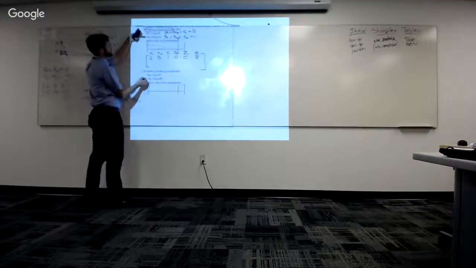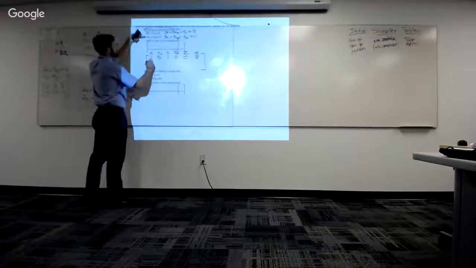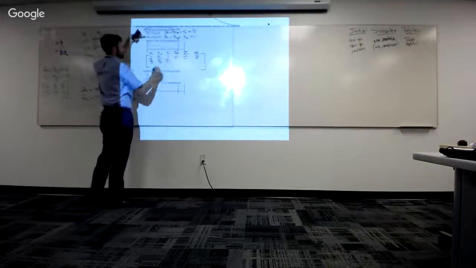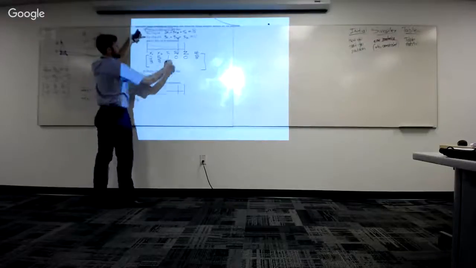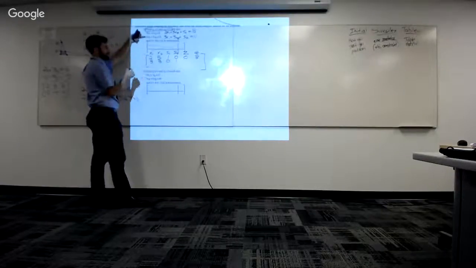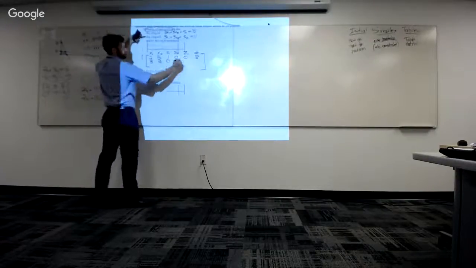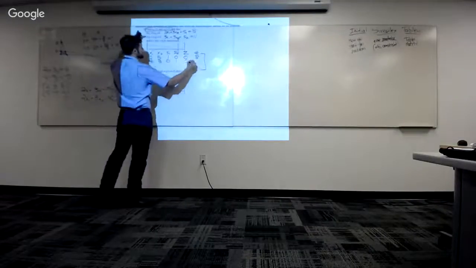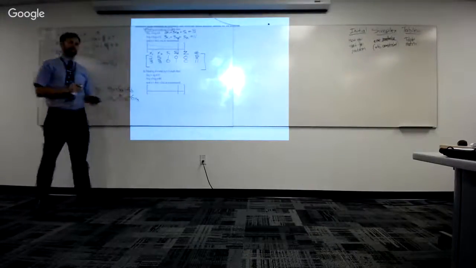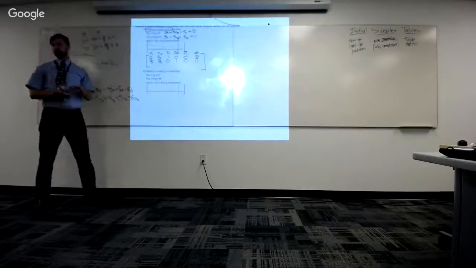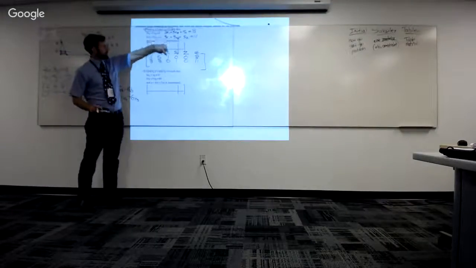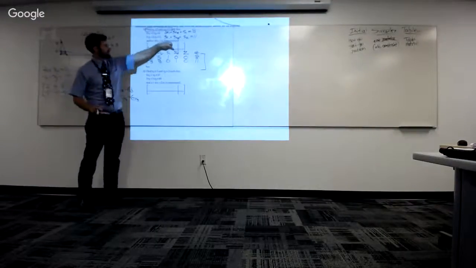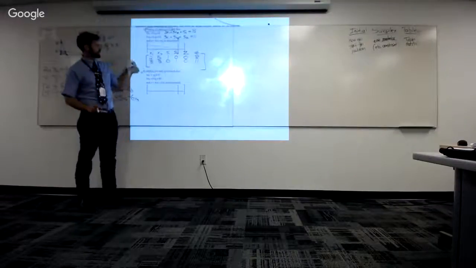Okay, so my next inequality would become 3x1 plus 3x2. We don't use the slack variable s1 for the second constraint. We do use this s2 slack variable for the second constraint. There's still no z variable, and that one's equal to 11. So again, folks, you'll notice the s1 slack variable is only used by the first constraint, and the s2 slack variable is only used by the second constraint.